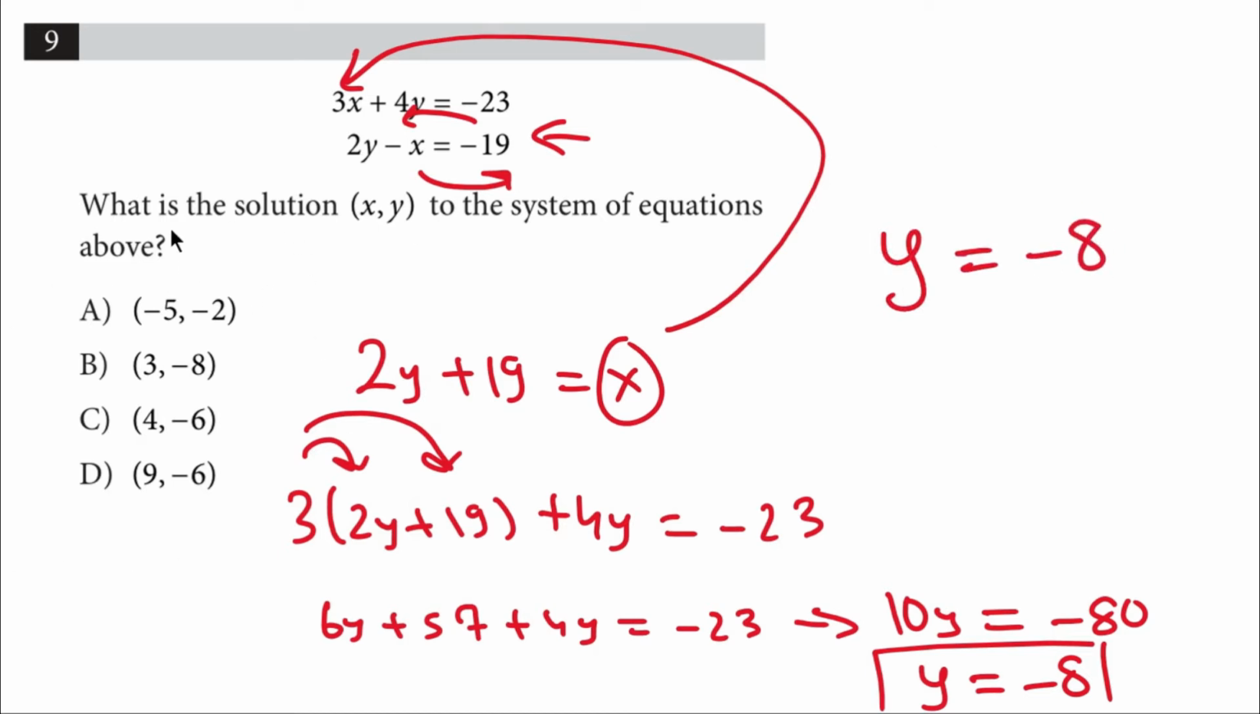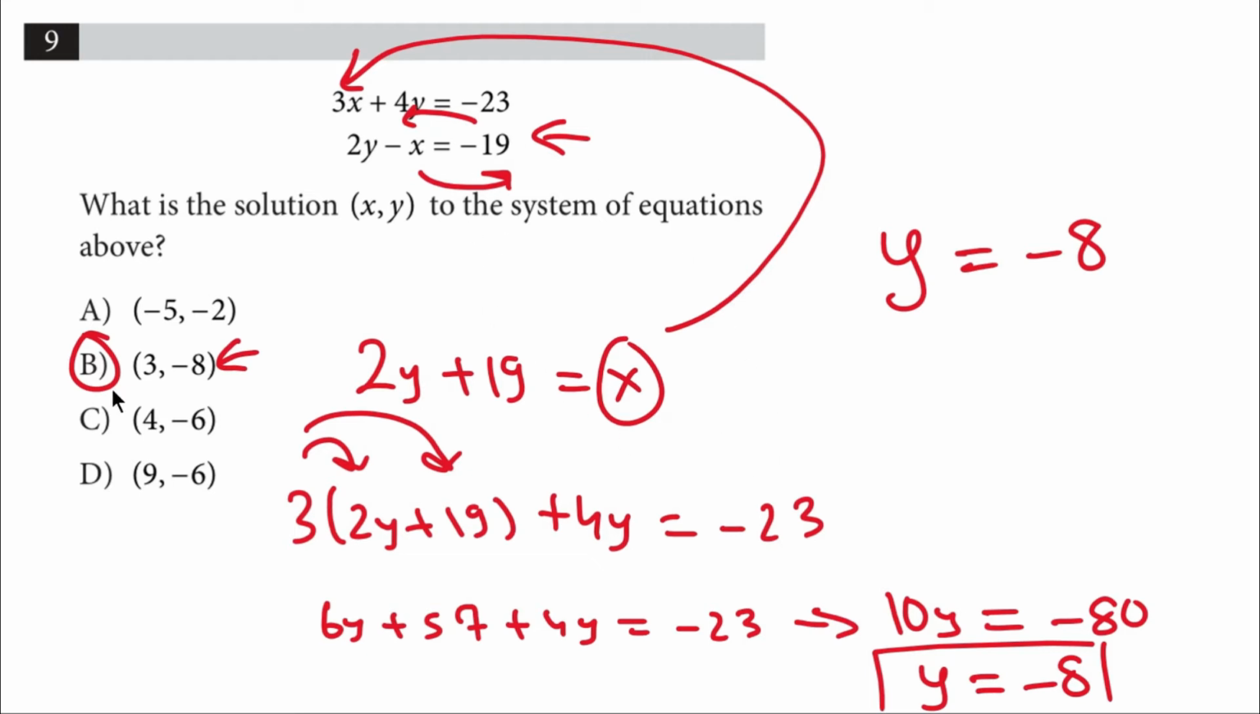Now take a look at the answers. Right here you only have one choice where y is equal to negative 8. Therefore you don't have to solve any further, and so B is the correct answer. And if you want to make sure that B is the correct answer, just in case, we'll plug in 3 and negative 8 into either one of these equations right here.